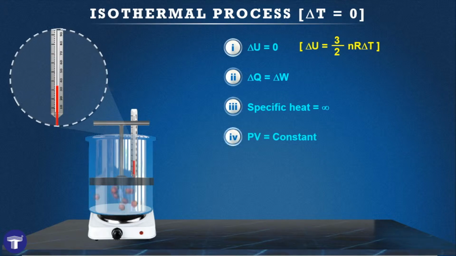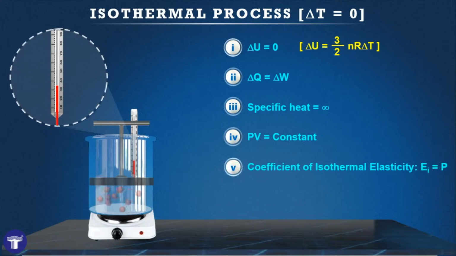We also know from the equation of state that PV is equal to nRT, and therefore if temperature is not changing, it means that the right-hand side nRT are all constant for a given number of moles, and therefore PV will also be a constant. And finally, also remember that the coefficient of isothermal elasticity will be equal to pressure for an isothermal process.